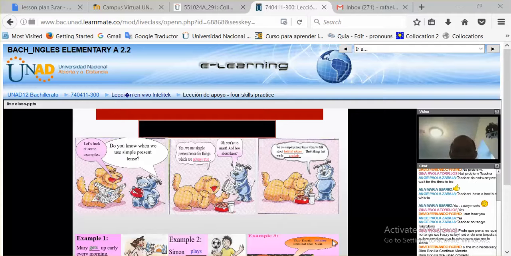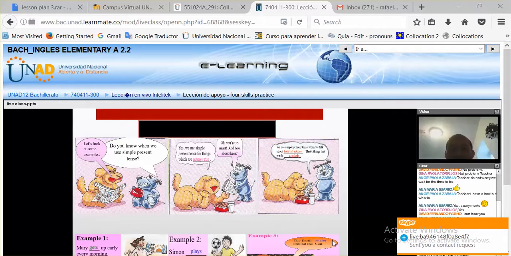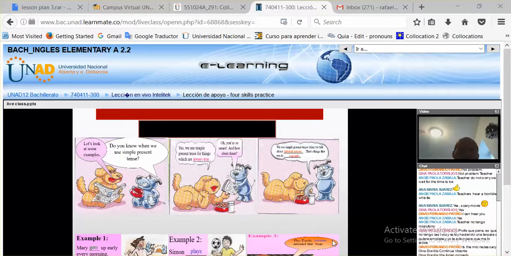So as I told you before, the simple present is used to show that something is true, or maybe we can use it with habitual situations or things that we do regularly. Okay, so we are going to check this example before starting the explanation in order to understand better this activity.